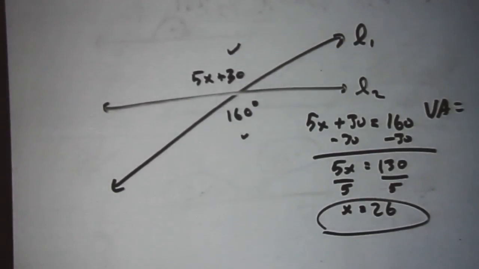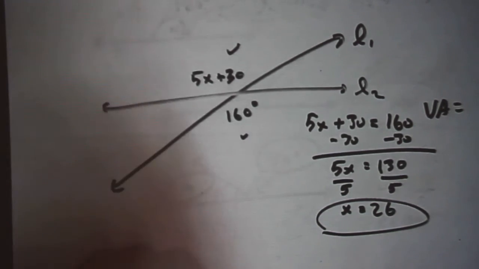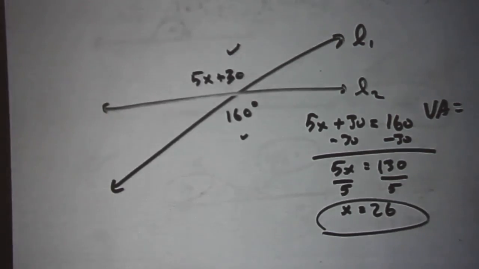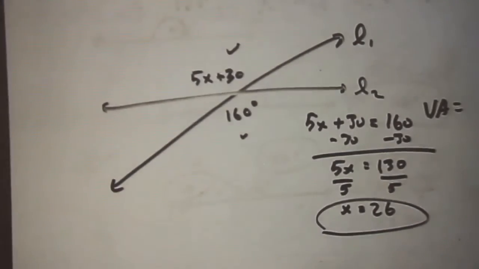So, pretty straightforward as long as you understand the vertical angle relationship. Any two lines that intersect, vertical angles will be equal to each other. Alright. And that's it for vertical angles.